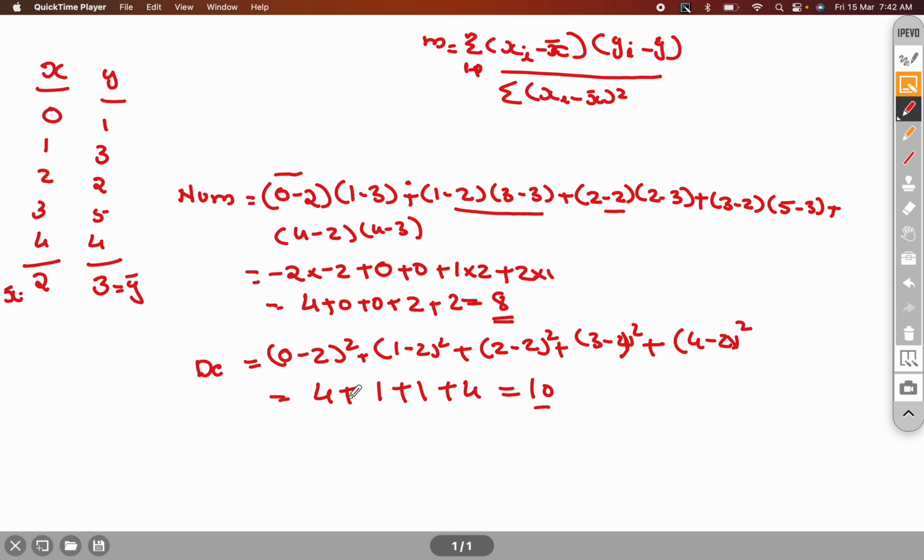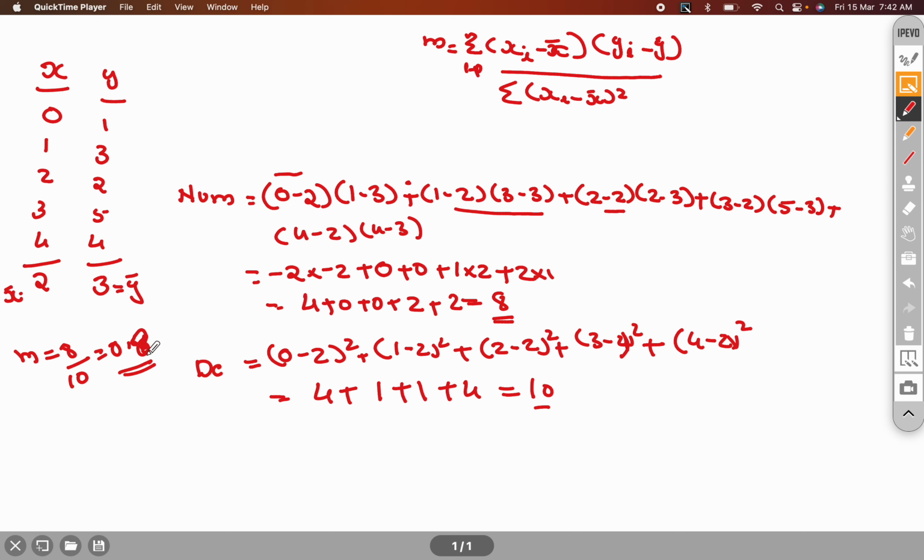Okay, so the value of m, I can write it here: the value of m is, we have a numerator of 8 and a denominator of 10, which is equal to 0.8. This is 0.8, which is our m, right?